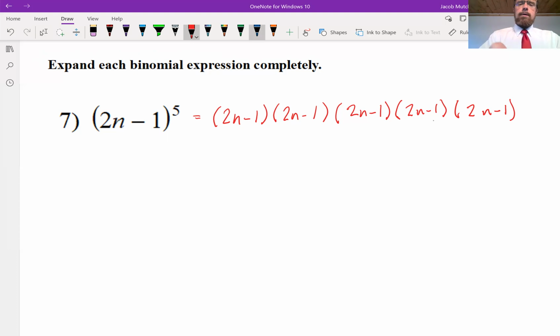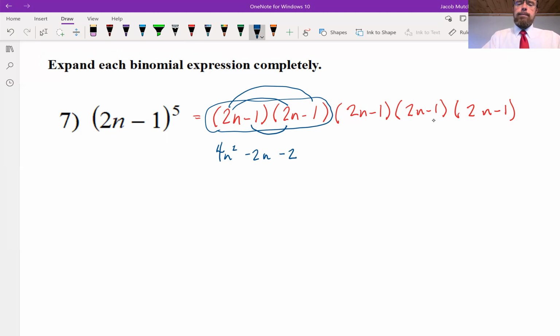I'll start the same way by multiplying a pair of these binomials first. So again, that's the FOIL method. 2n times 2n is 4n squared. Outer terms, 2n times negative 1, minus 2n. And because of this arrangement where it's the same binomial, the inner terms will be identical. So again, minus 2n. And then the last term, negative 1 times negative 1, is plus 1. If I bring this all together, that's really 4n squared minus, if I combine my middle terms, 4n plus 1.